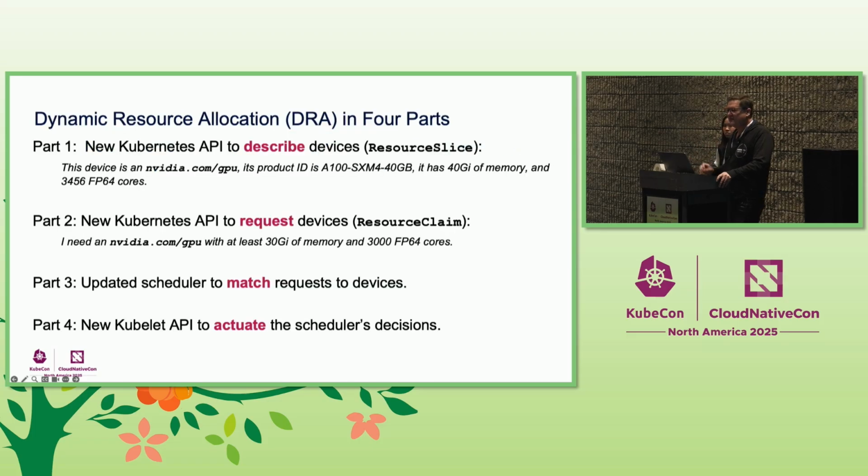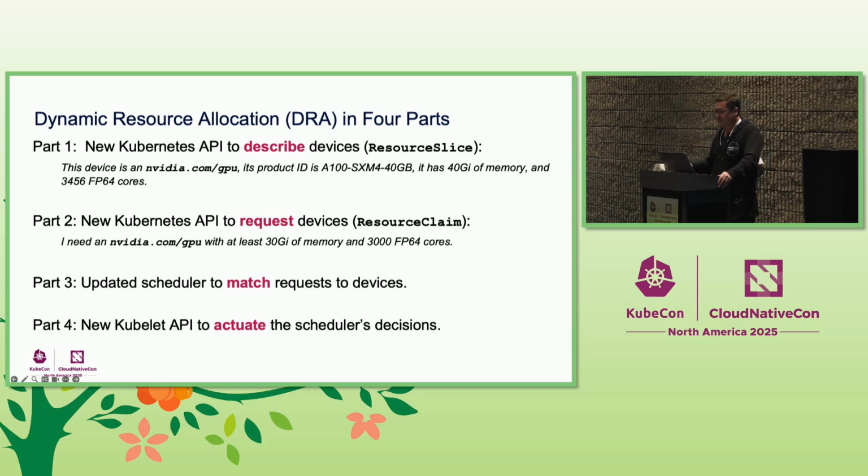To give the very high level overview, and if you want to learn more about DRA, there's another talk later today, around 4:15 or 4:30, where we'll go into even more detail. It's basically two new APIs in Kubernetes. One is called ResourceSlice, and that's used by hardware vendors to describe their hardware in Kubernetes. And it's a lot richer than the API we had before, the device plugin API, which still works and will forever work.